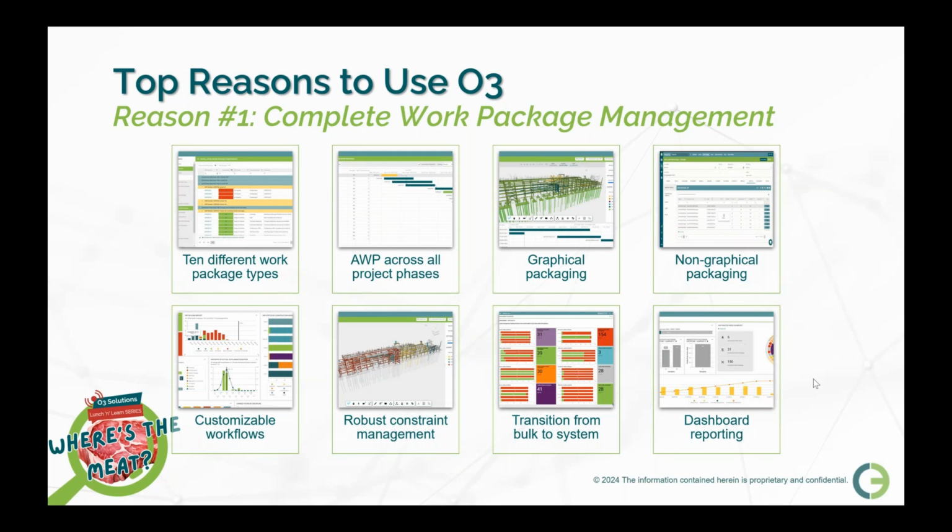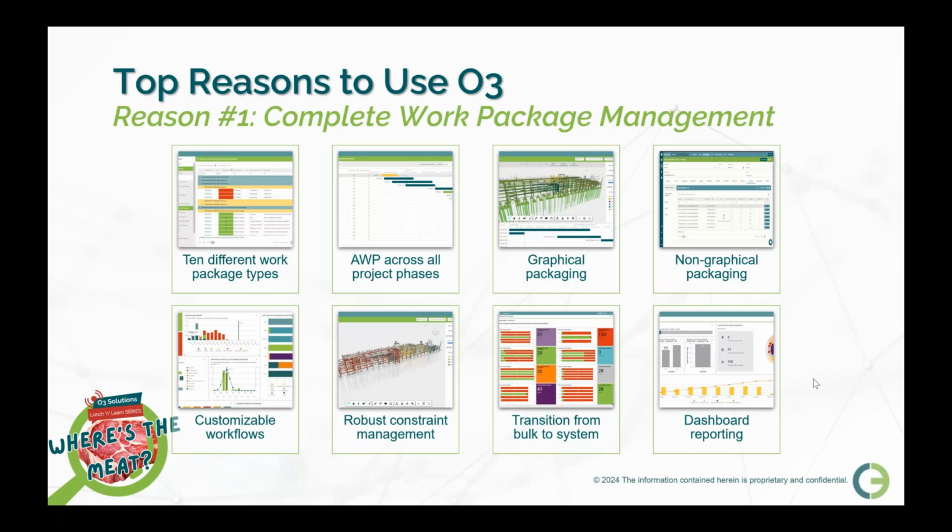identifying all of the things that are going to mess me up if I don't get them done before this package is released. The golden rule, don't release a package with constraints. So I can then, as a planner, use O3 to create all of those constraints, some of which are created automatically when I create the work package. Do I have the drawings? Do I have the materials? Do I need scaffold for this? Do I have access to the job site? Have I got off my chair and walked to the site to check that I can see how we're going to do this? And then we can manage that transition from bulk to system.